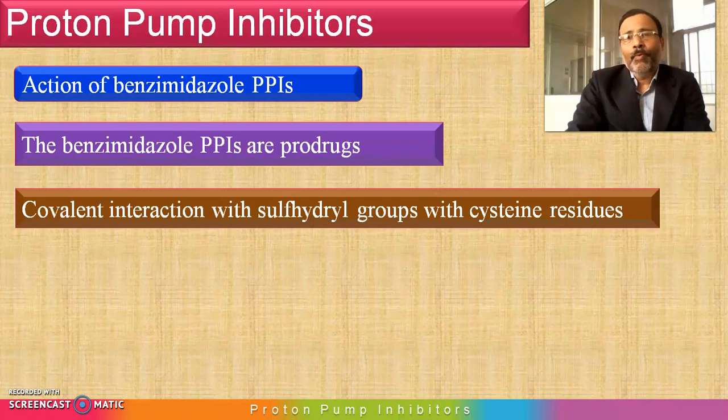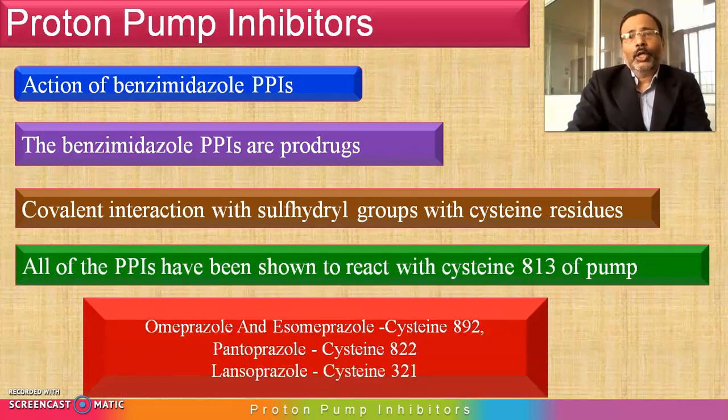This is the cysteine residue of the proton pump, right? All these proton pump inhibitors have been shown to react with cysteine 813. This is a residue unit of the pump. So this is the common one, right? The compounds also bind with other residues. These are the examples that I have given here.